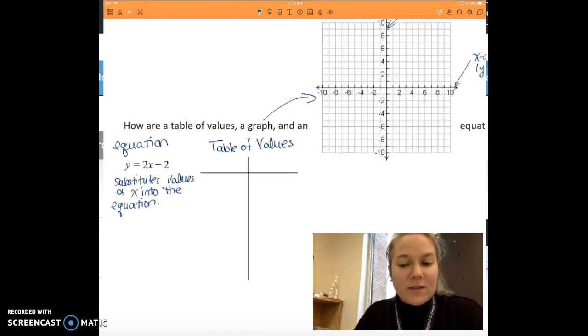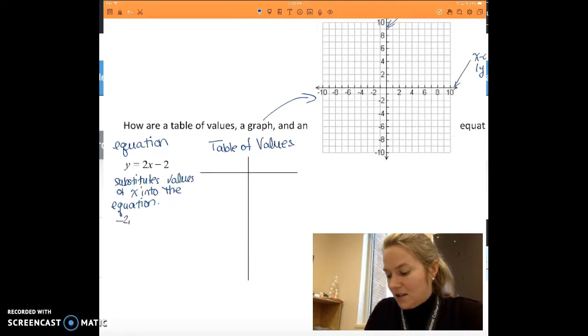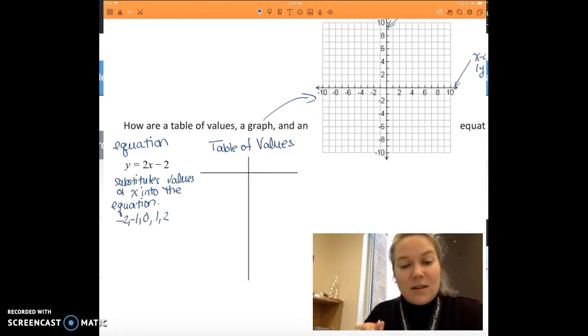What values of x? Whatever ones you want. I'm going to use a specific set, and I'll use these a lot throughout this unit. I'm going to use -2, -1, 0, 1, and 2. And I'm going to take this step to put them straight into the table of values.